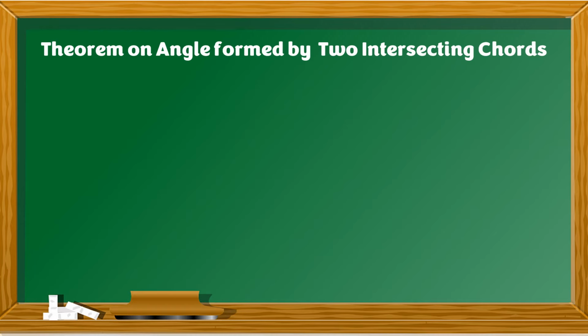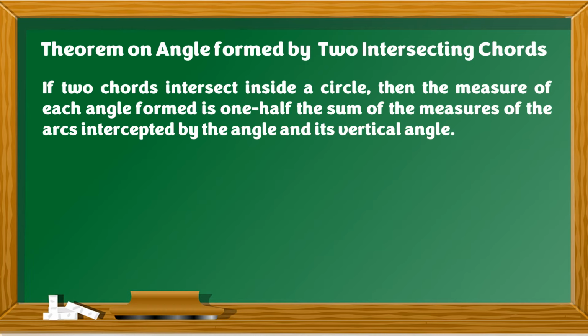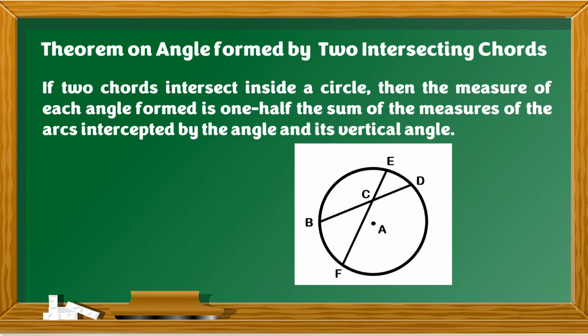Next theorem, or the second theorem on intersecting chords, we have the theorem on angle formed by two intersecting chords. And the theorem is, if two chords intersect inside a circle, then the measure of each angle formed is 1/2 the sum of the measures of the arcs intercepted by the angle and its vertical angle. So we have now this illustration.